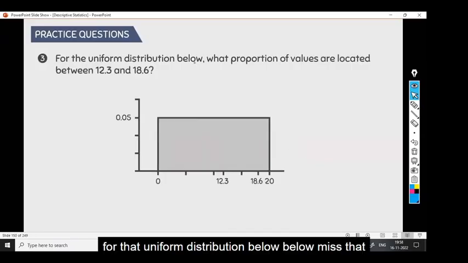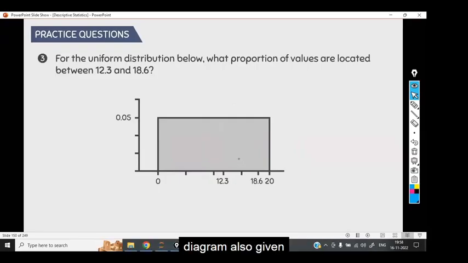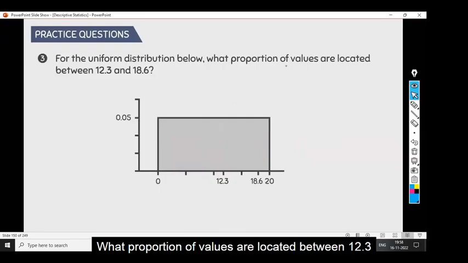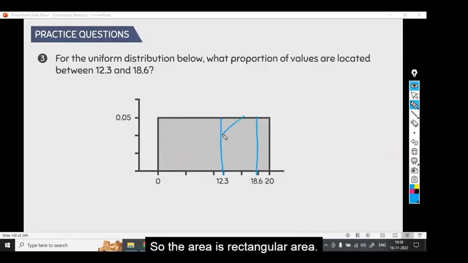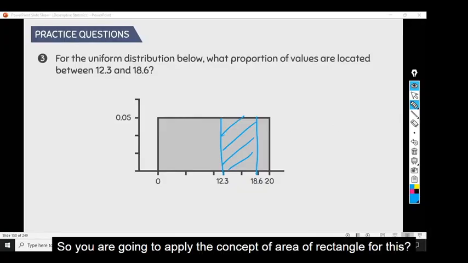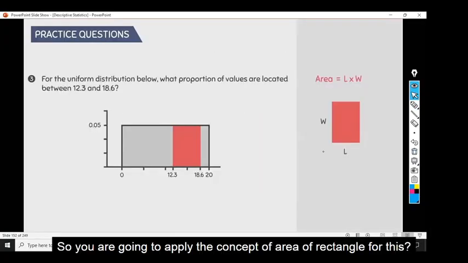For the uniform distribution, the diagram is given below. What proportion of values are located between 12.3 and 18.6? So this is the area they are asking from here to here. So the area is a rectangular area. So you are going to apply the concept of the area of a rectangle for this.